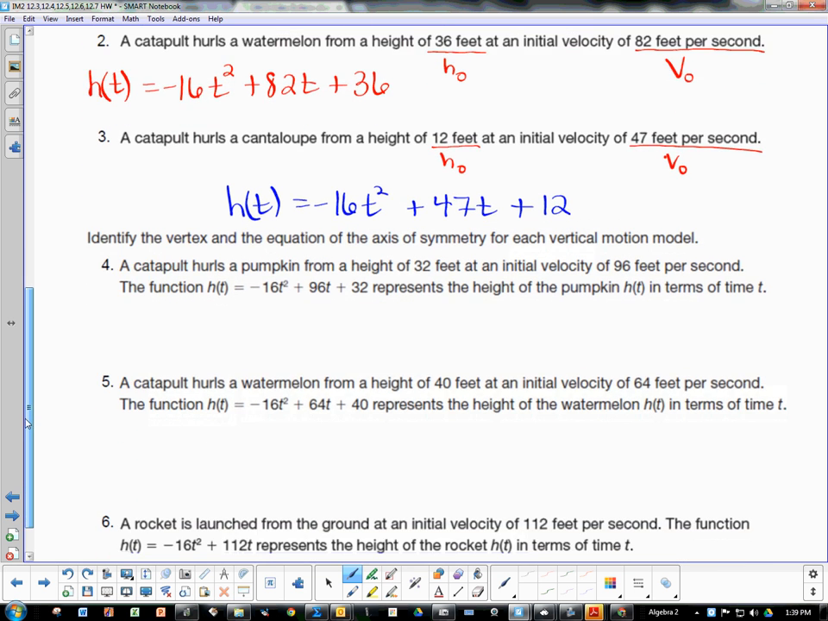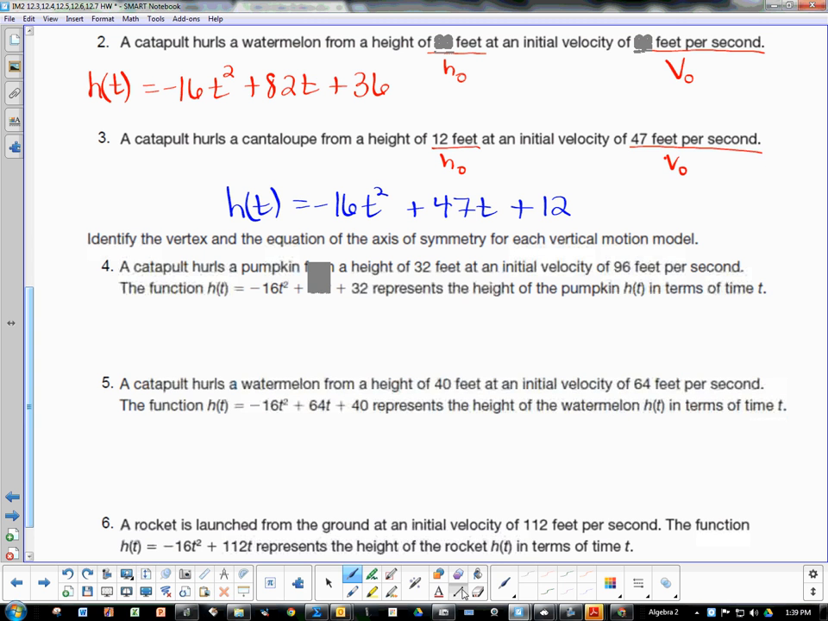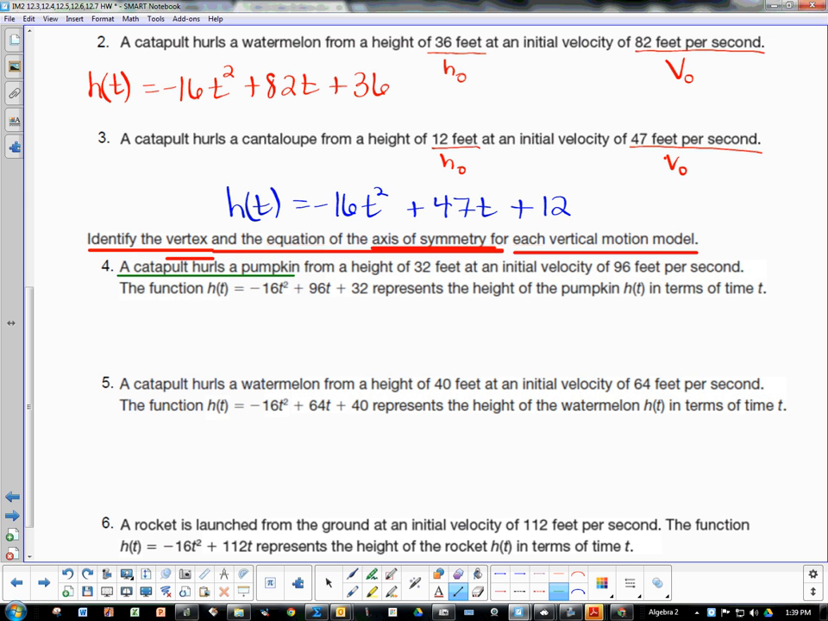All right, number 4. Let's read the directions first. Number 4 says, identify the vertex and the equation of the axis of symmetry. So we want to really focus on that axis of symmetry for each vertical motion model. It says here, a catapult hurls a pumpkin from a height of 32 feet at an initial velocity of 96 feet per second.